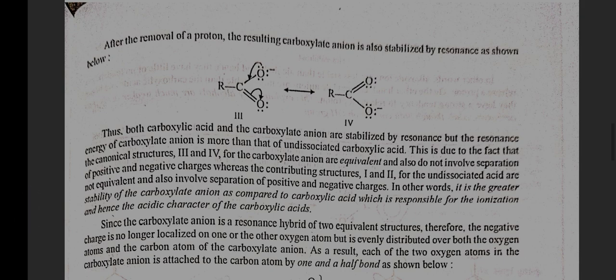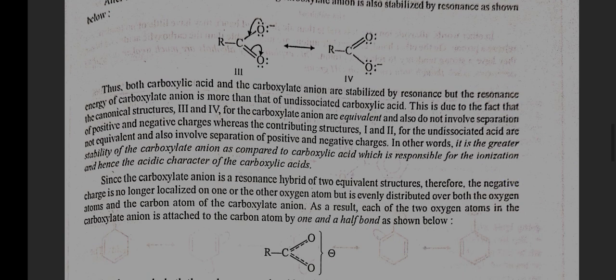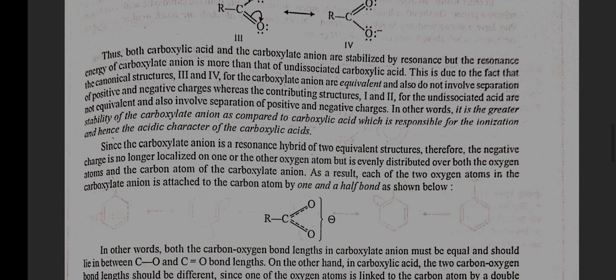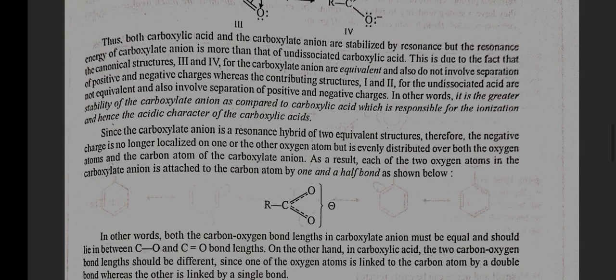Thus, both carboxylic acid and the carboxylate anion are stabilized by resonance, but the resonance energy of the carboxylate anion is more than that of undissociated carboxylic acid. This is due to the fact that the canonical structures 3rd and 4th for the carboxylate anion are equivalent and also do not involve separation of positive and negative charges, whereas the contributing structures 1st and 2nd for the undissociated acid are not equivalent and also involve separation of positive and negative charges.